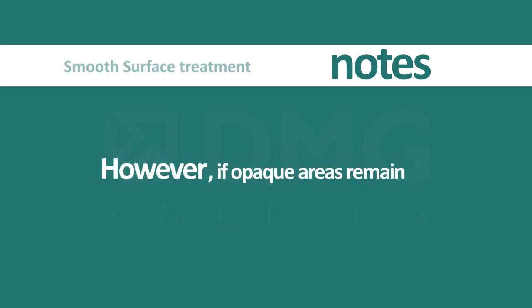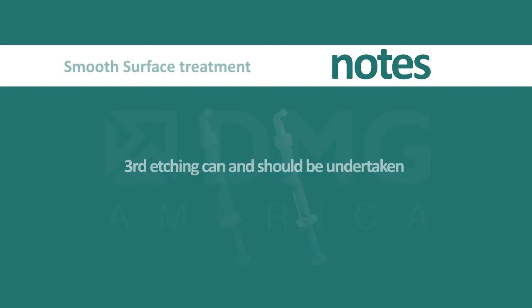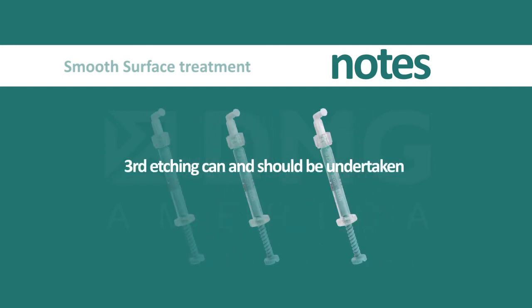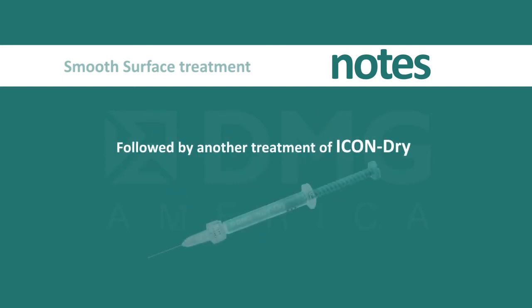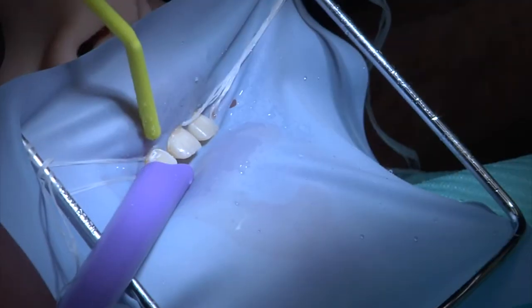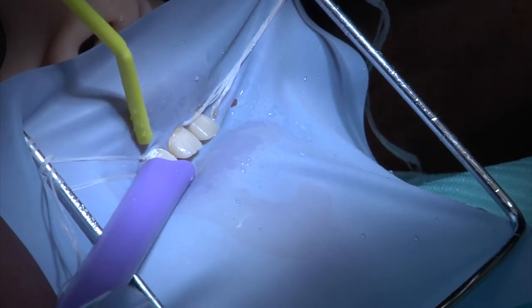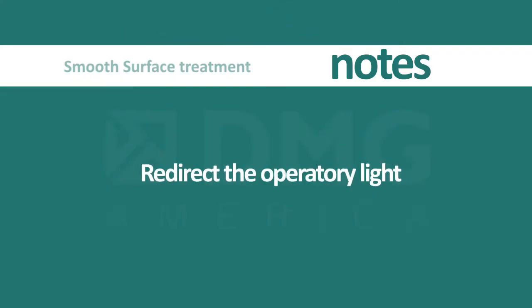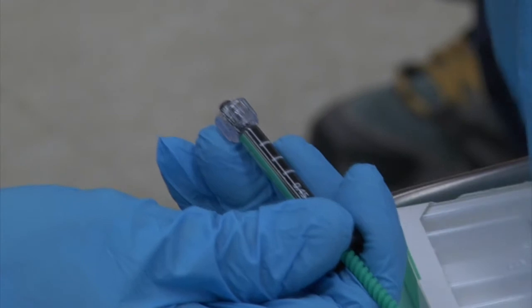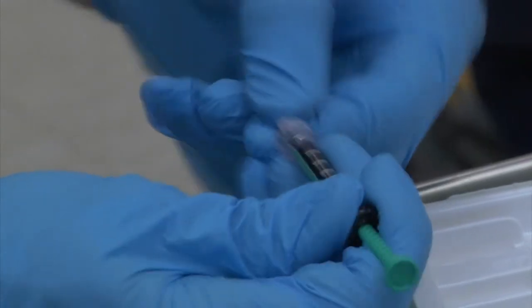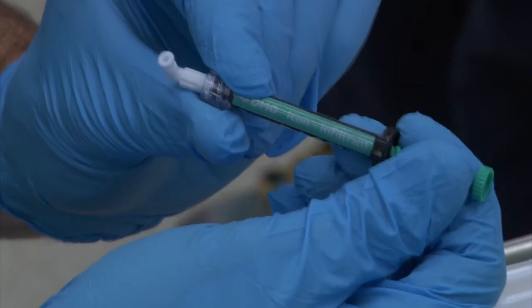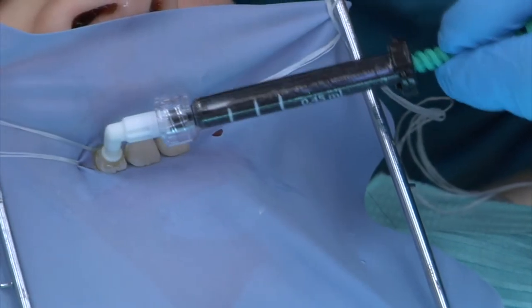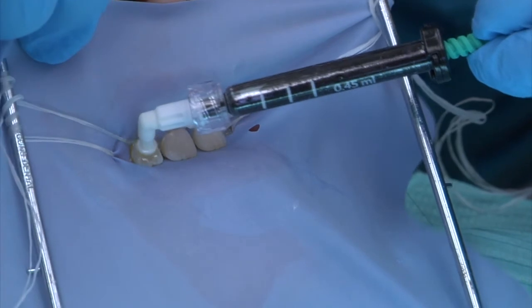However, should any whitish or opaque areas remain within the margins of the lesion, a subsequent third etching step of 2 minutes can and should be undertaken, followed by another treatment of the Icon Dry, which is necessary for the capillary action of the infiltrant to occur. Thoroughly dry the lesion with oil-free and water-free air for 15 seconds. It is recommended at this point to turn off or redirect the operatory light as to not prematurely cure the material. Place a new smooth surface applicator tip onto the syringe of Icon Infiltrant. The resin is extruded from the applicator tip 2 millimeters beyond the margins of the lesion.